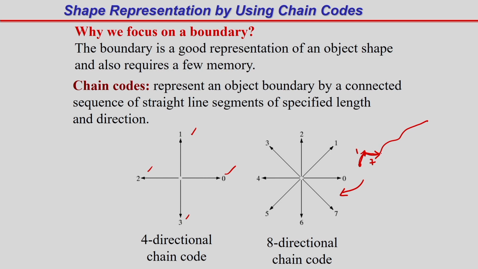And similarly, if I consider this direction, also from this point to this point, I can find a particular direction from the 8 directional chain code, or I can use 4 directional chain code. So this is one application of the chain code: representation of a motion trajectory by using the chain code.